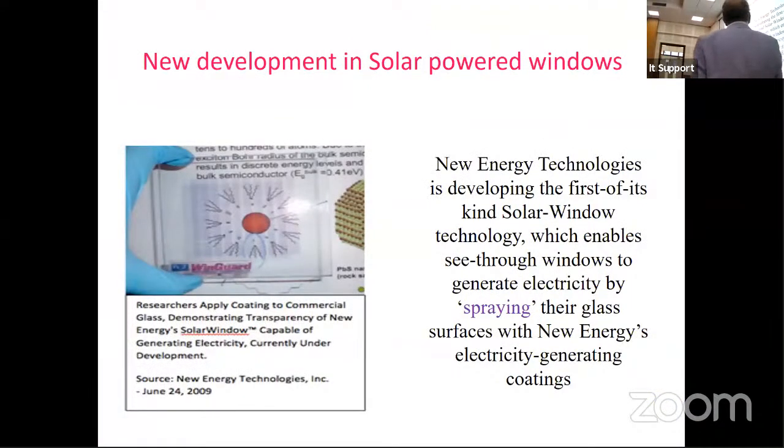And the solar powered windows, I already talked about. The new development in solar power windows is the first of its kind, which enables see-through windows to generate electricity by just spraying the glass surface with a new electricity generating coating. That's what I said, the coating technology is becoming very, very important today.